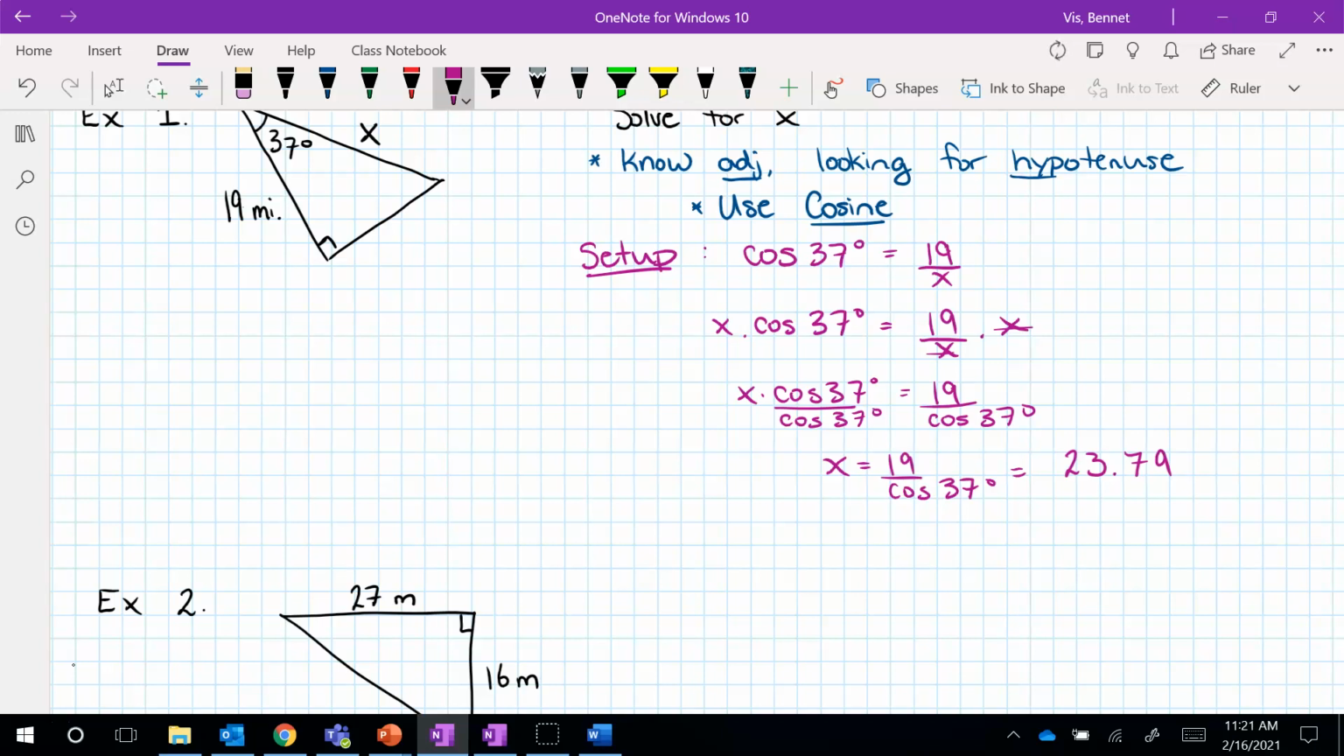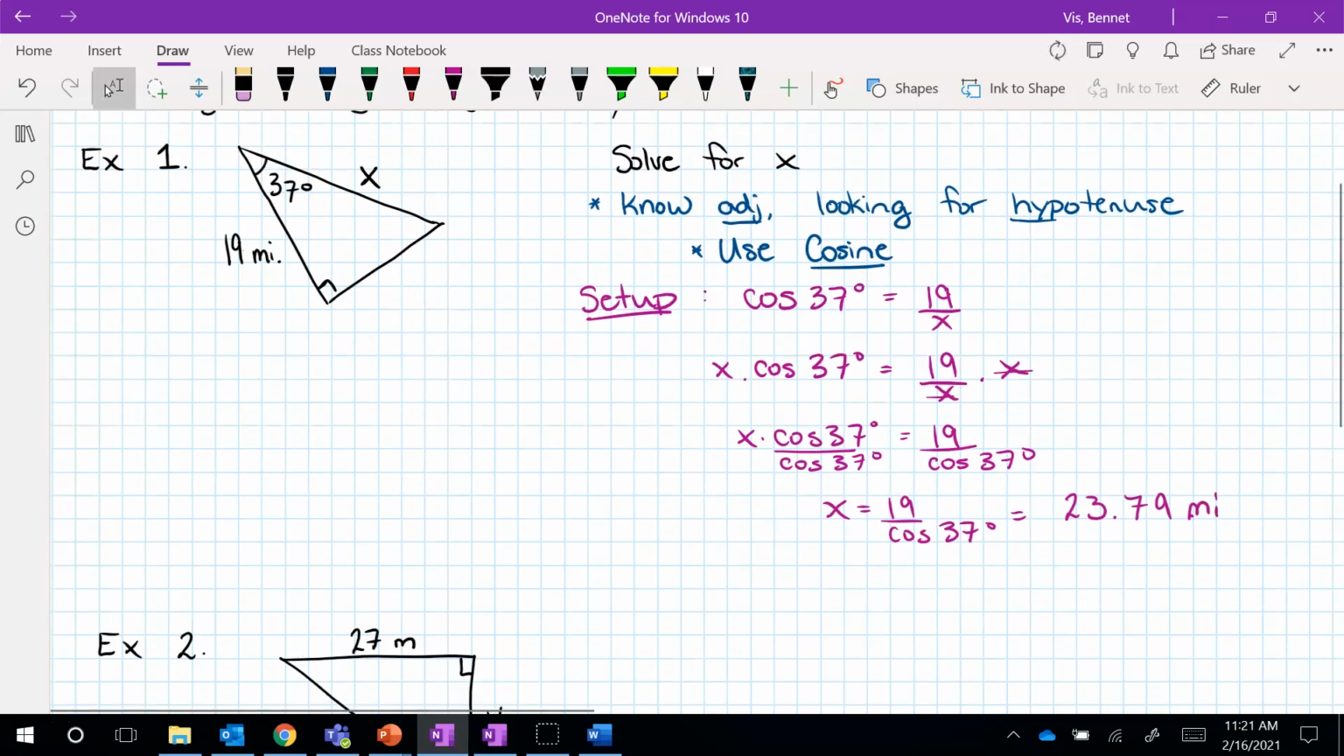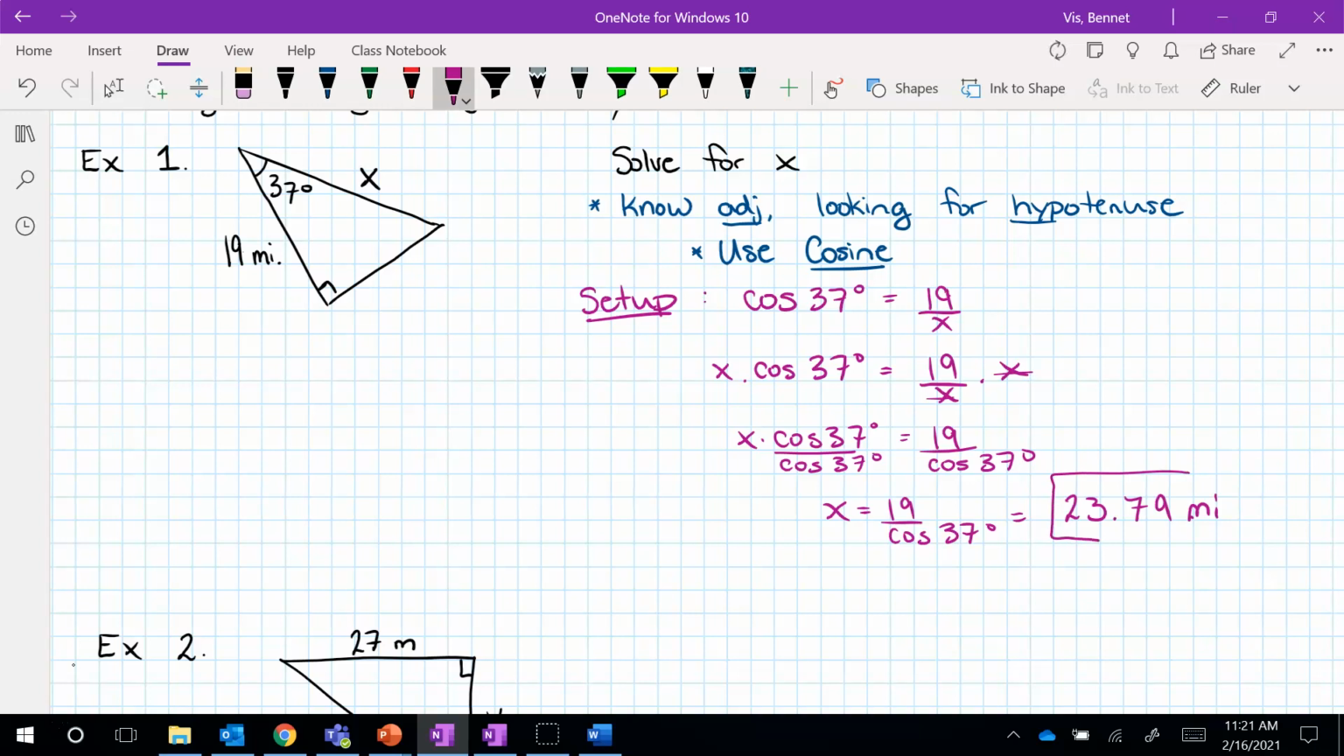If I want to be thorough, put units on it. This thing was in miles. And then go back and check that it makes sense. If this was 37 and this is 19, does it make sense that this hypotenuse would be a little bit longer than this adjacent side if I drew this well? Yeah, it looks like it's definitely longer. It's the hypotenuse. It has to be longer. It's a lot longer than this opposite side, but it's pretty close to that adjacent side. I can be pretty confident that, yeah, that is an answer that makes sense.